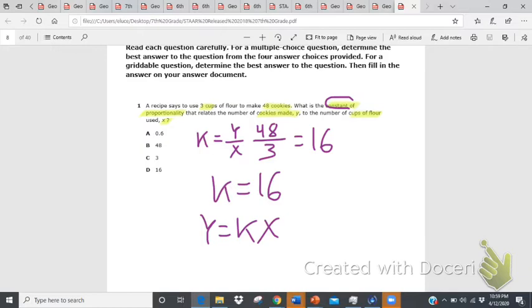But the way you would express this is the number of cookies is equal to 16 times the number of cups. So if you have 1 cup of flour, which is X, you would make 16 cookies. If you have 2 cups, 32 cookies. If you have 3 cups, 48 cookies. And that's how y'all read that, okay? All right, so moving on.